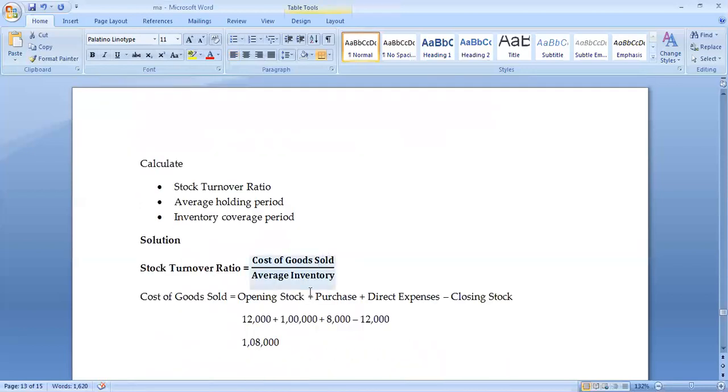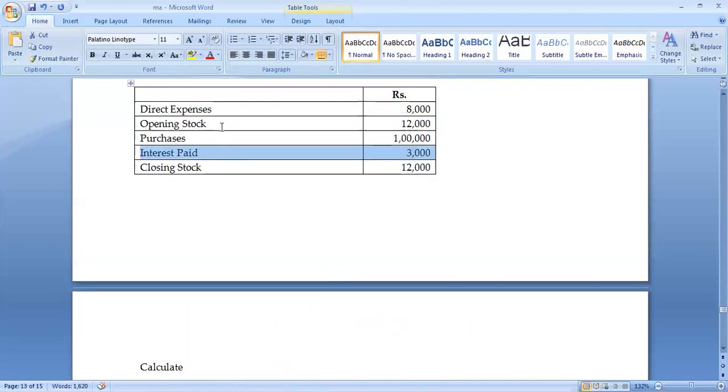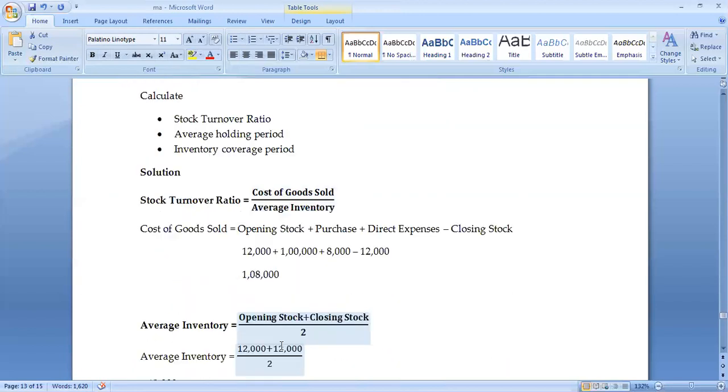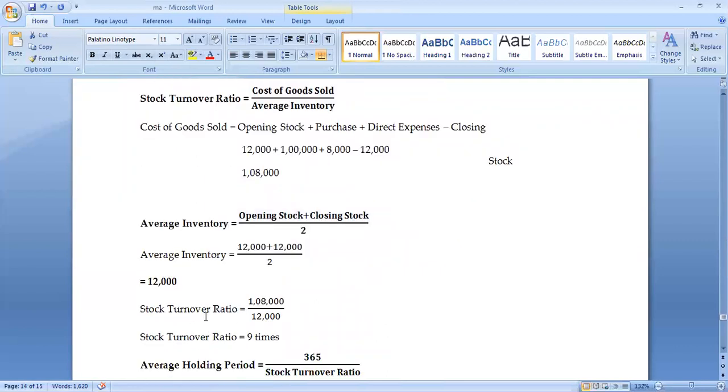Clear? So you came to know the cost of goods sold information. There is no stock given directly here; there is the opening stock as well as the closing stock. You can easily find the opening stock and the closing stock, and divided by 2, you get 12,000. So the stock turnover ratio is 9 times.